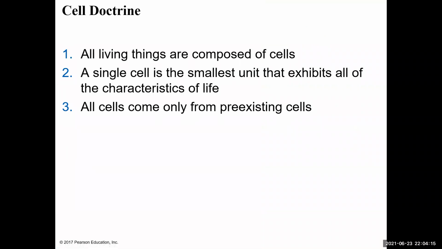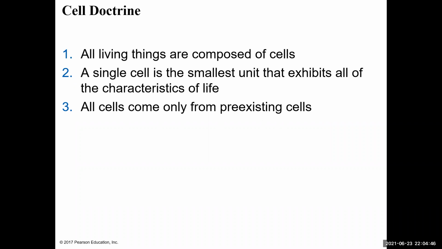All right, so the first thing we're going to look at is the cell doctrine. Basically the cell doctrine gives the importance of cells and living organisms. What the cell doctrine says is that all living things, so anything classified as living, is composed of cells. And that harks back to chapter 1, where we talked about the characteristics of living organisms.